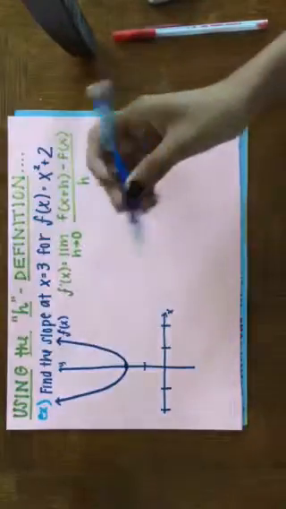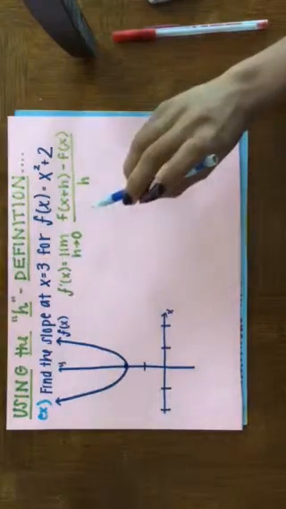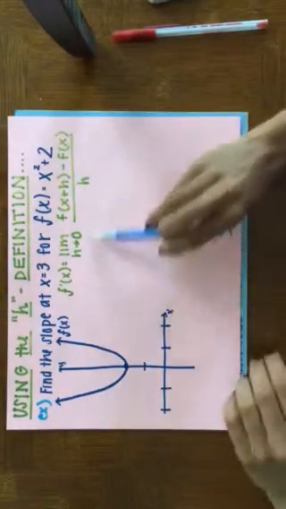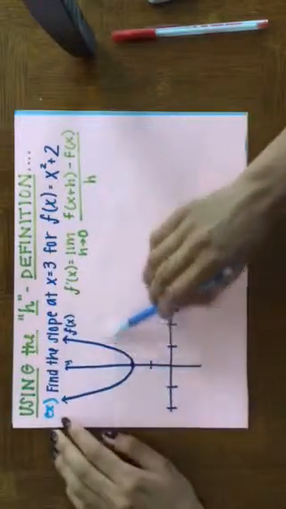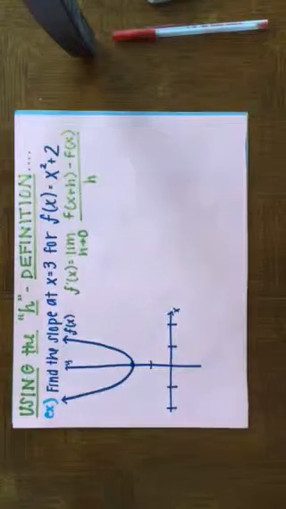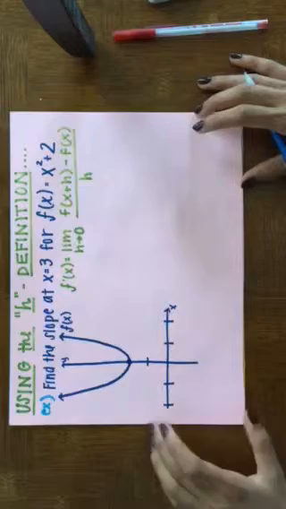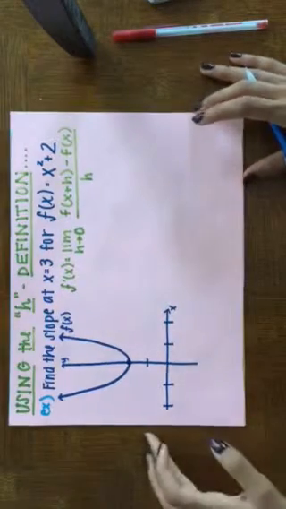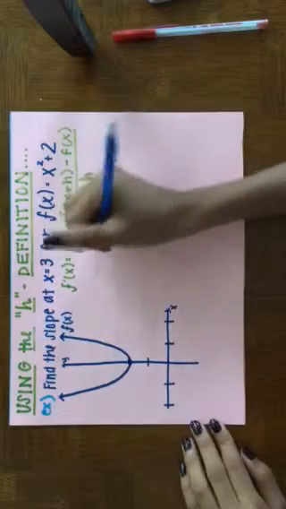Using the h definition. This problem will use the h definition we just found, which is written right here, for a specific problem. You have some function f of x, which in this case is x squared plus 2, and you want to find the slope at x equals 3. So we have the formula written out, and now we're going to use the function they gave us to solve for the derivative.